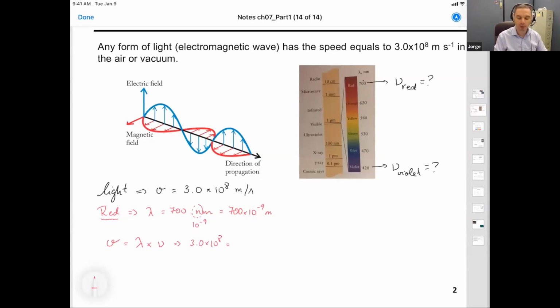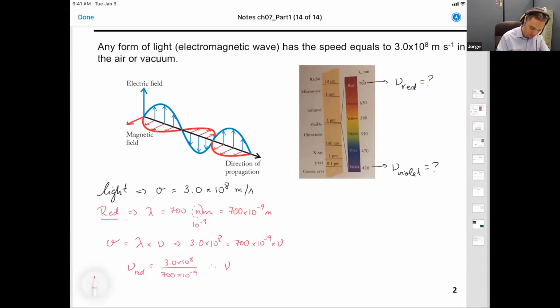Wavelength for the red light is 700 times 10 to the minus 9. And we need the frequency, which is nu. Let's adjust this equation. Frequency for the red light is going to be 3 times 10 to the 8 divided by 700 times 10 to the minus 9.